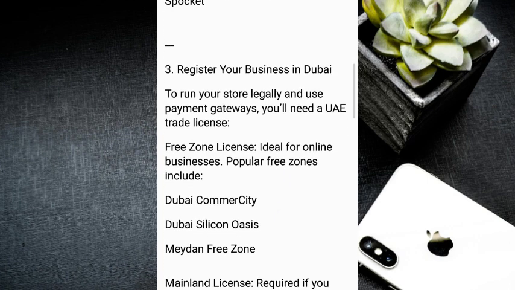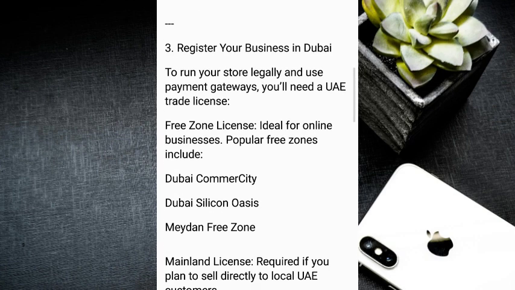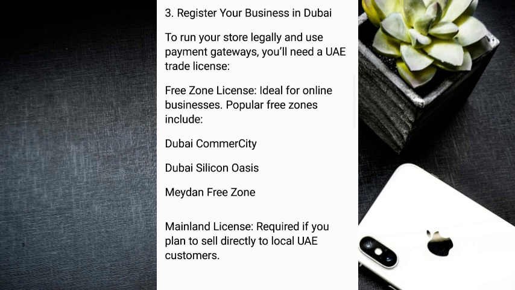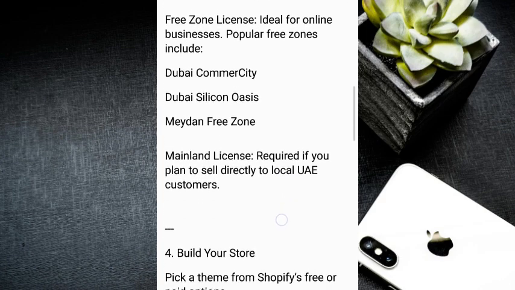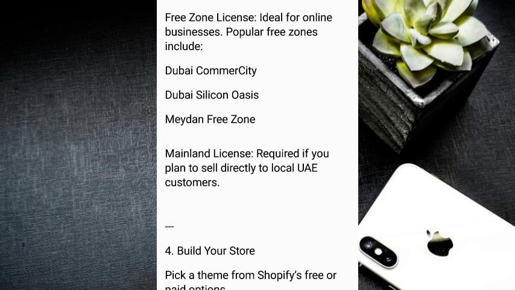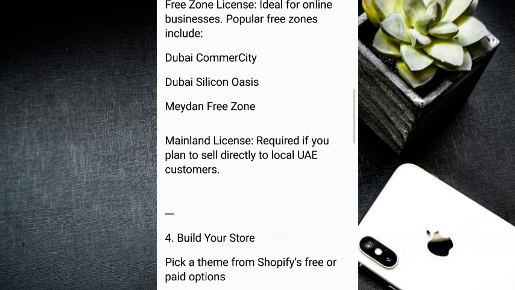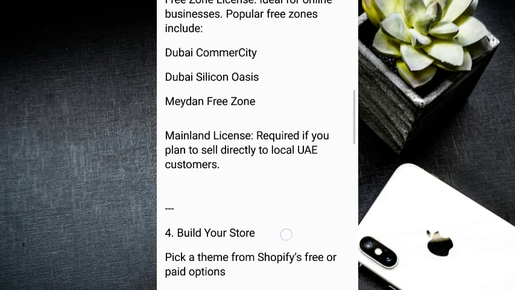Now you need to register your business in Dubai. To run your store legally and use payment gateways, you need a UAE trade license. That is a free zone license, ideal for online businesses. Popular free zones include Dubai Silicon Oasis, Meydan Free Zone. Now you can also choose the mainland license, required if you plan to sell directly to local UAE customers.